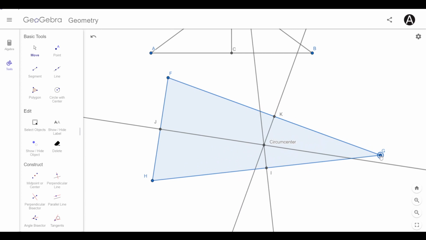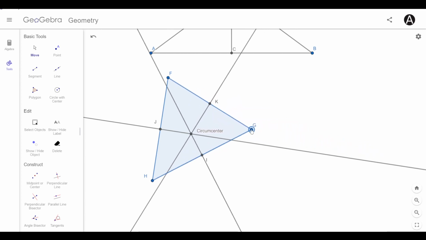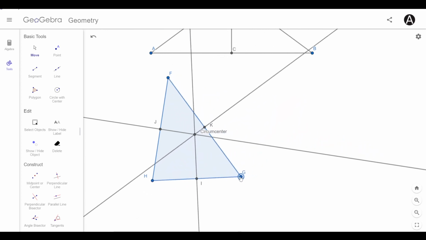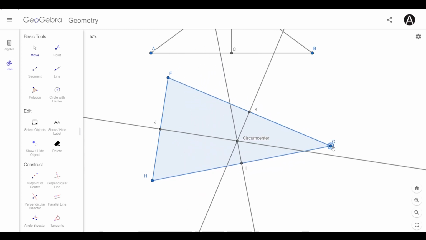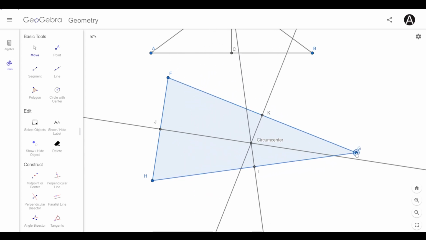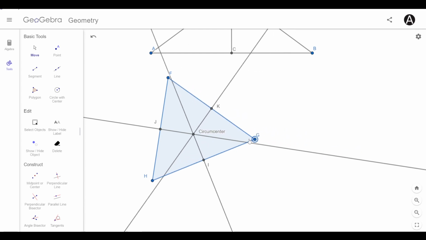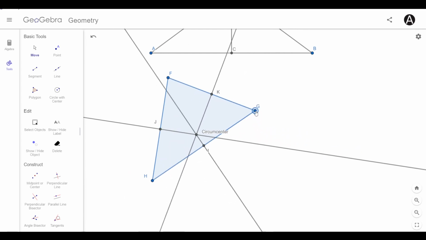Agreed? Watch what happens. Right now, this is an acute triangle. No matter how I'm making this, this is an acute triangle. But what do you think might happen if I made that into an obtuse triangle? What do you think might happen to the circumcenter? Right now, the circumcenter is inside that triangle every single time.